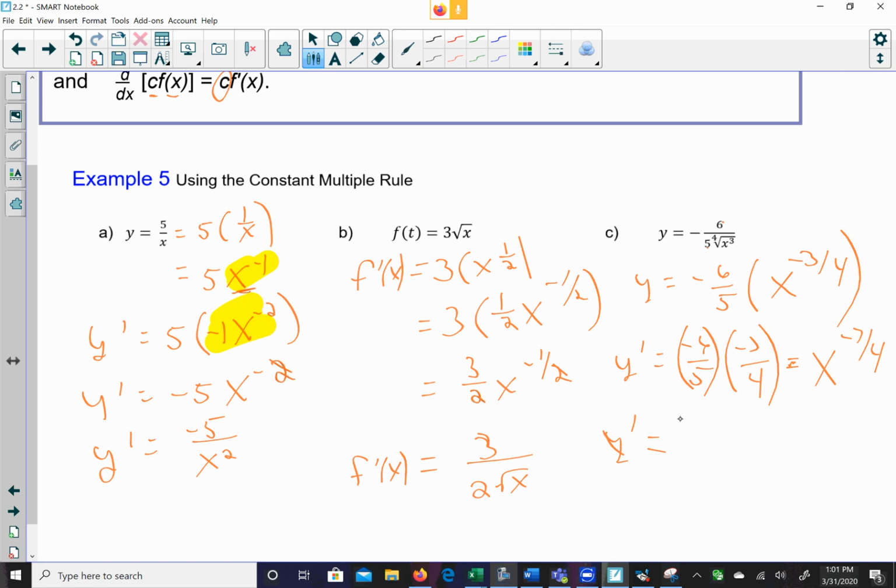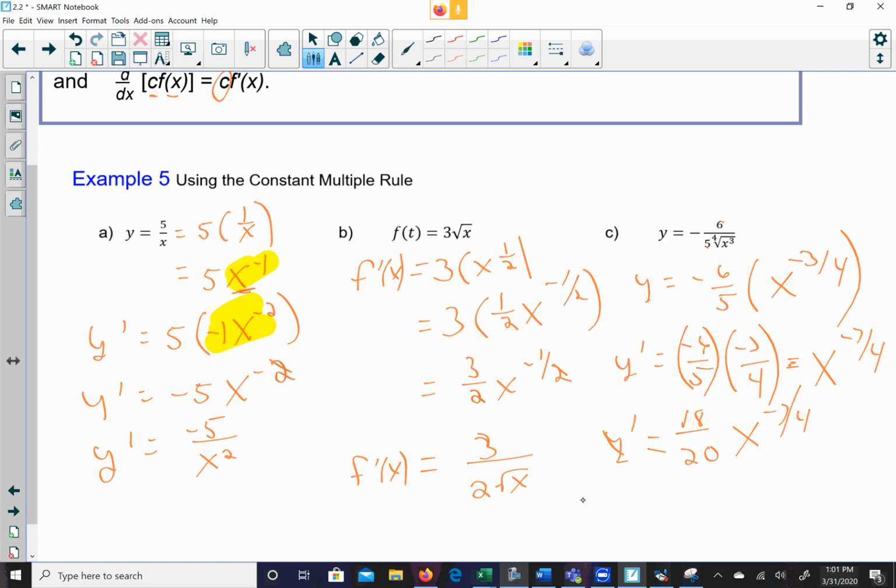So I end up with 6/10. No, I don't want to do that. 18/20, positive, yes. And this will be x to the -7/4.